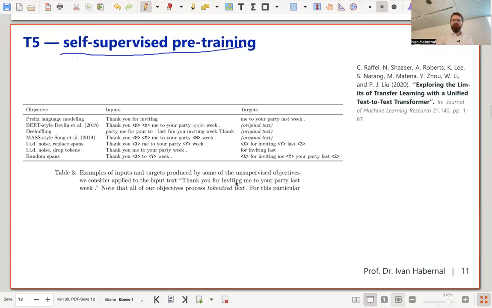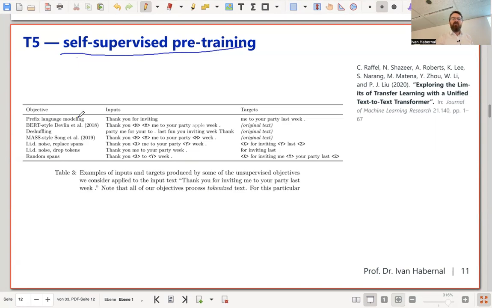So they tried different types of pre-training here. The typical one would be prefix language modeling, which means, can you read that? Is it okay? Yeah, it looks small to me. Anyway, sorry. So basically, prefix language modeling means finish the sentence. The input would be, thank you for inviting me to your party last week.